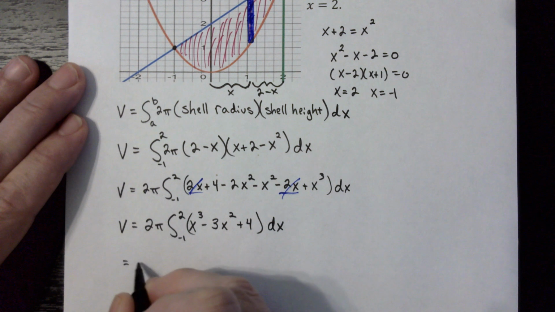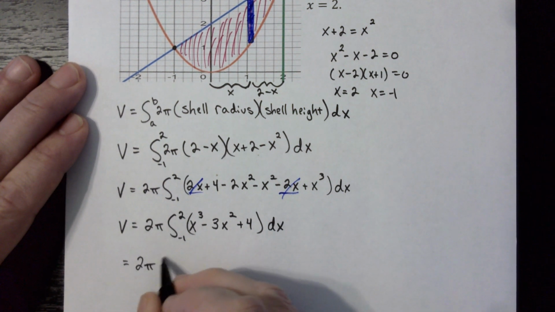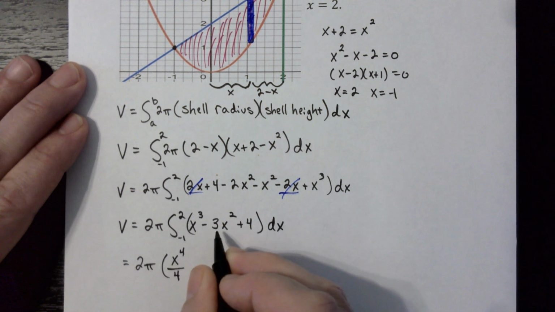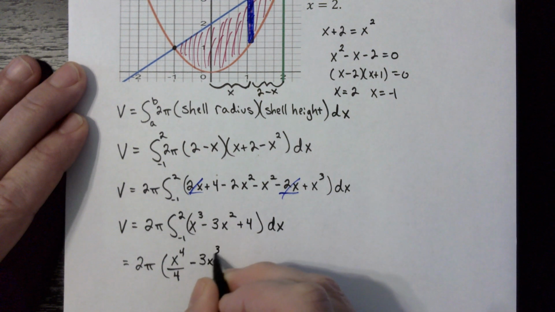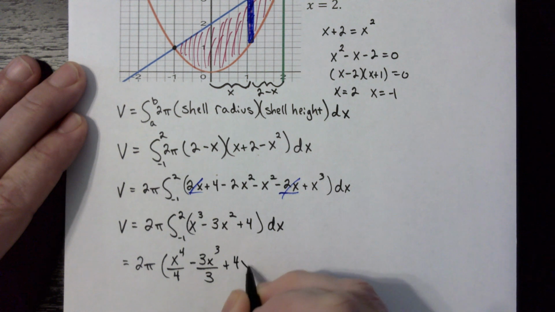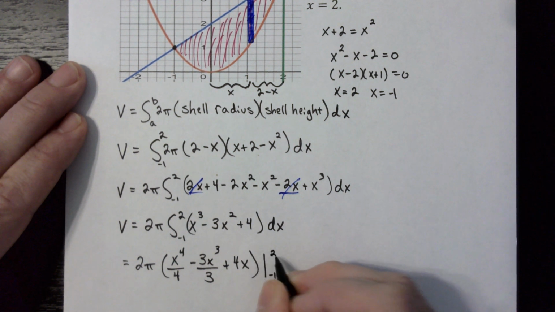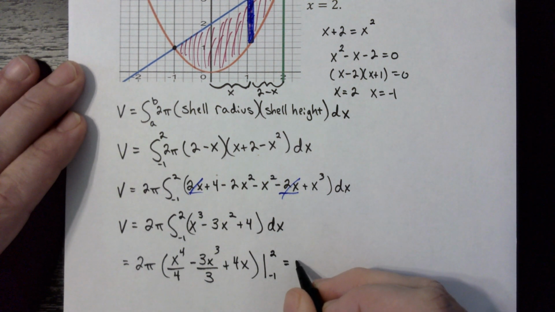So the integral would be, here's my 2 pi still sitting out front there. Okay, so I'm going to get, this first one's going to become x to the 4th over 4. This next one will be minus 3x cubed over 3. We can cancel those 3's in a second, and then 4x. Okay, and we are integrating from -1 to 2. Let's see here. Leave the 2 pi out front for now.